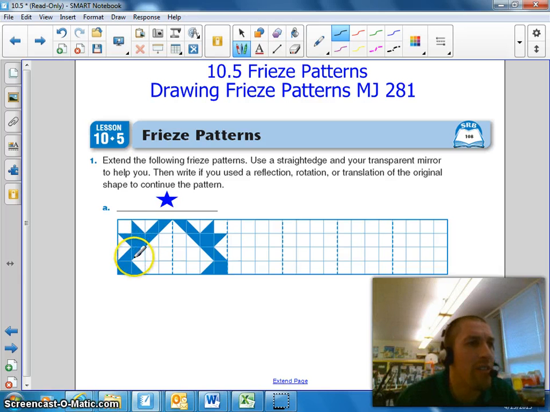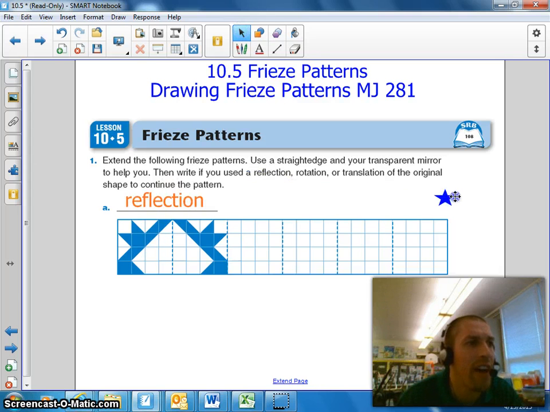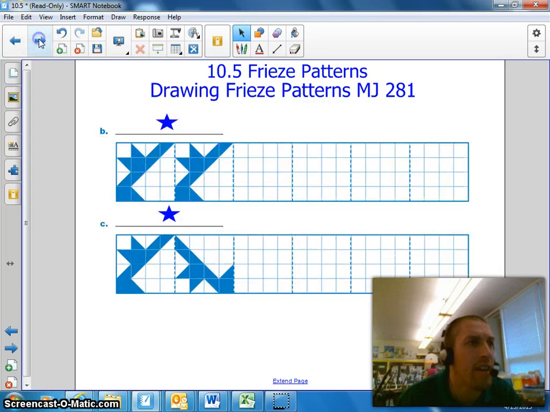Okay, here's another pattern. You could say this flips, and then it would flip again. So see if you guys can see, that's a reflection. It is flipped from there to there. Okay, try it with this. What do you think pattern this is going to be? And what about this one? Let's see if you're right. Rotation or turned, translation or slid.